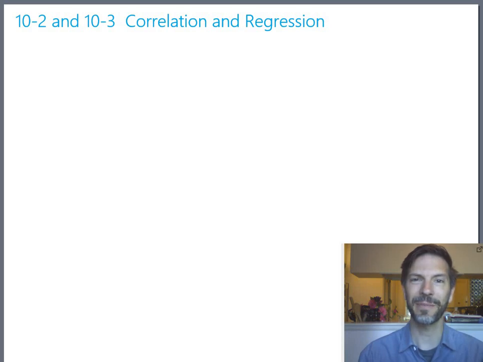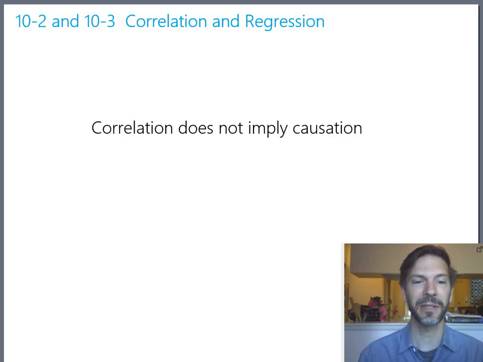All right, guys, welcome to the very last two sections, which we're going to combine into one. So here we are in chapter 10, talking about correlation and regression. And you may remember from way back at the start of the quarter, we said that correlation does not imply causation. Just because two things are happening together doesn't mean one of them's causing the other one.